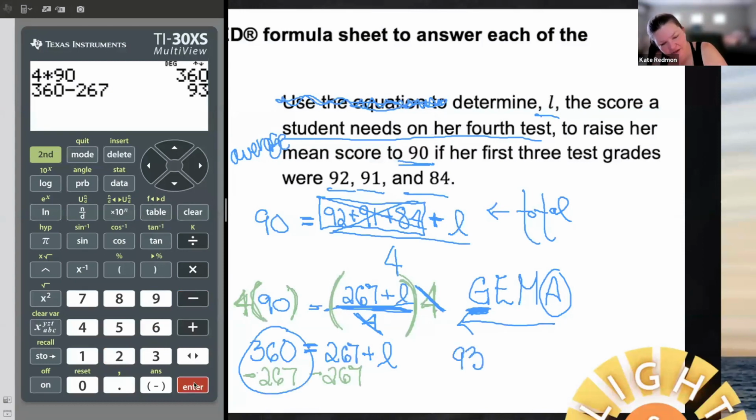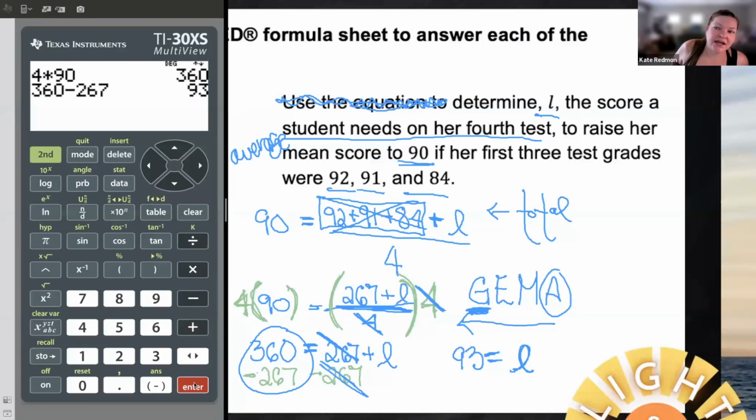93 on the left-hand side. And that's going to be equal to whatever I get on the right-hand side. Well, 267 minus 267 is nothing. It's 0. And if I have 0 plus L, I will just have L. Nothing plus L is L. And so L is alone, and L must be equal to 93. The student needs to get 93 on her 4th and final test if she wants to raise her average or mean score to a 90.